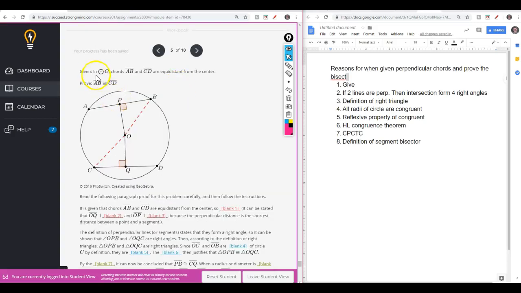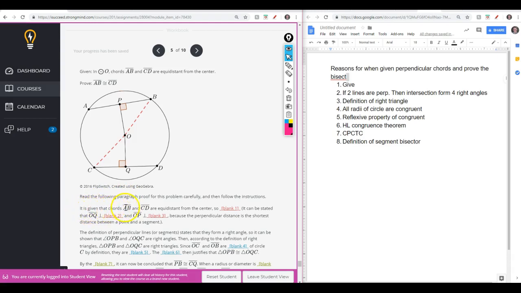Okay, question 5. Given circle O, chords AB and CD are equidistant from the center. Prove that segment AB is congruent to segment CD. Read the following paragraph proof for this problem carefully, then follow the instructions.